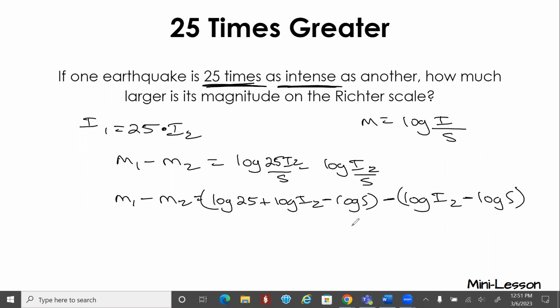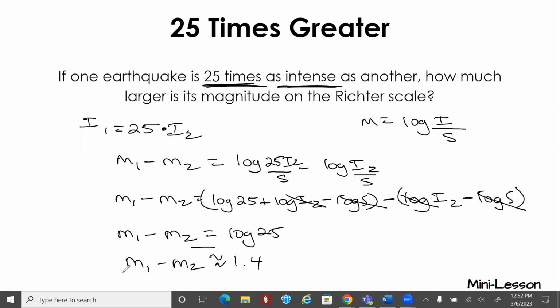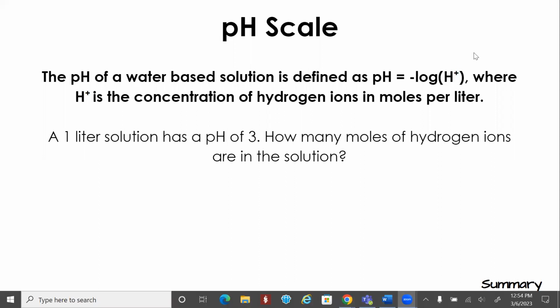When we do this, these cancel. These cancel. And so I'm left with M sub 1 minus M sub 2 is equal to log of 25. And log of 25 is going to give me roughly 1.4. So the difference between one earthquake and another is going to be about 1.4. This is what you're going to see more often.